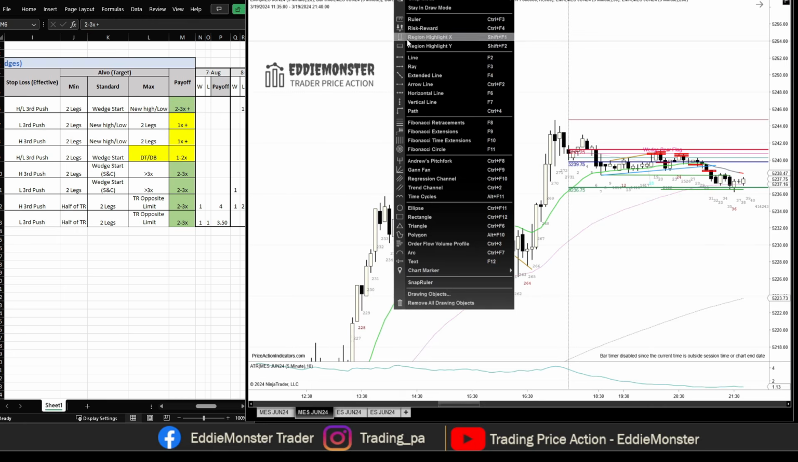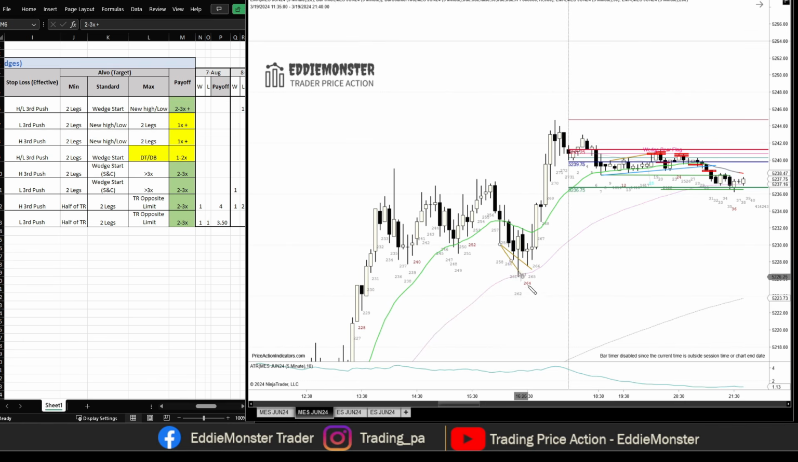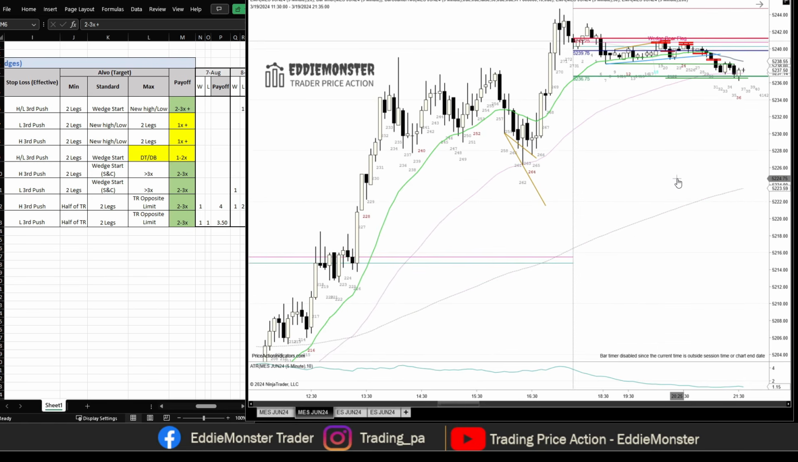So when you have the second push down, you might put your third line like this. Then wait for the third push down, and you have a strong trend behind. Look at this, right? Strong trend behind. So you can expect this third push to fail and go up. But it didn't get there.